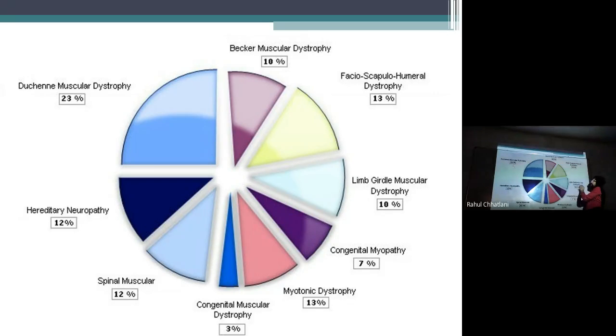Limb girdle muscular dystrophy. Limb girdle means the shoulder and the hip. If they are affected first and then the weakness starts distally, that is limb girdle muscular dystrophy. And congenital myopathy or distal myopathy. Myopathy is related to muscles, pathy meaning any alteration, any change, any pathology, leading from a congenital origin. That is termed congenital myopathy. So limb girdle, facioscapulohumeral, Becker, and Duchenne's are the main ones that we'll be discussing in detail.